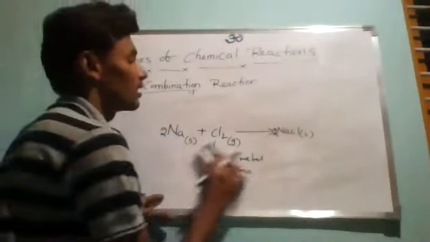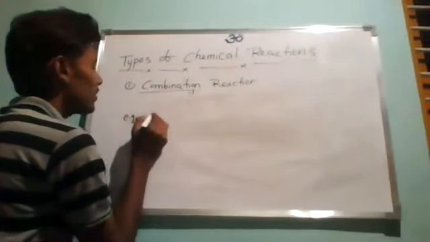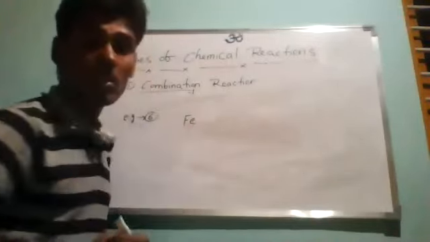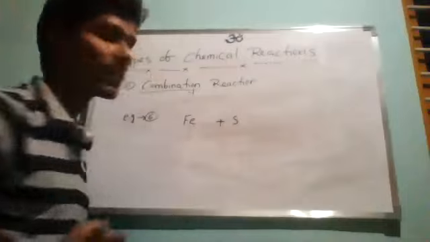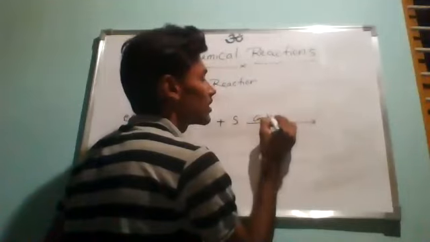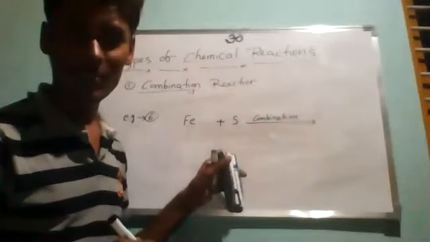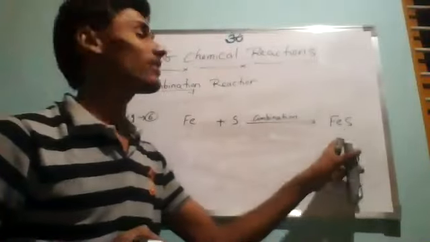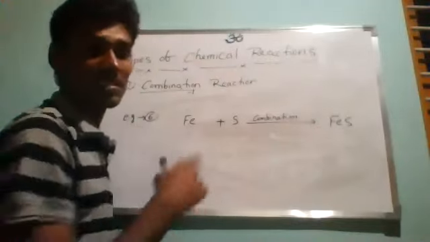Element plus element. And the next example is example 6. Example 6 is iron. Iron we can also call ferrous. Iron is reacting with sulfur, and they will combine. They will combine and form a compound. I think you may get it by this time: that is iron sulfide, FeS.